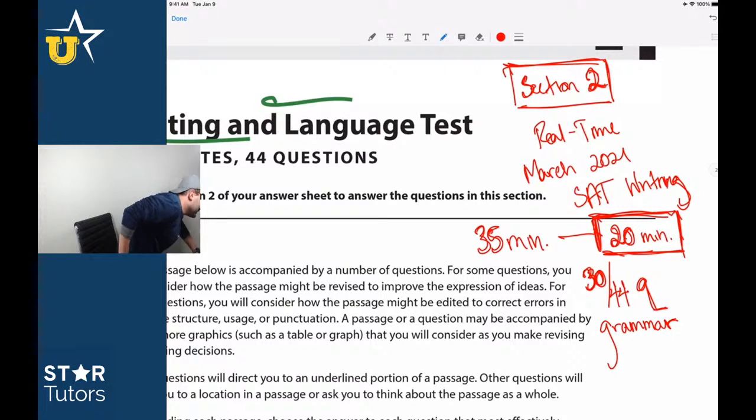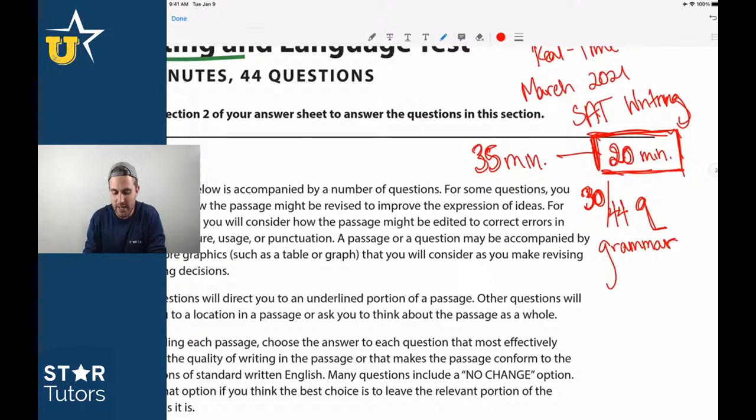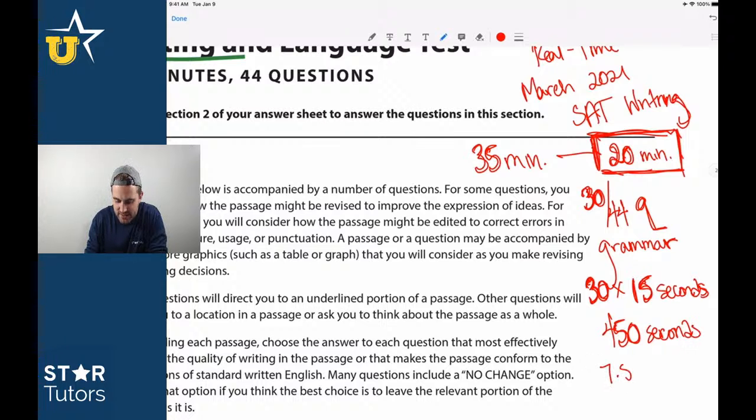Okay? If you guys know all of your grammar rules, those 30 questions can all be answered in 10, 15 seconds each. If you think about the advantage that gives you, let's just call it 15 seconds, just to be conservative. Think about that, guys. That's only 450 seconds. That's 7.5 minutes.